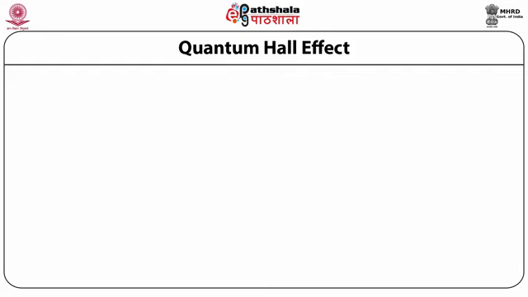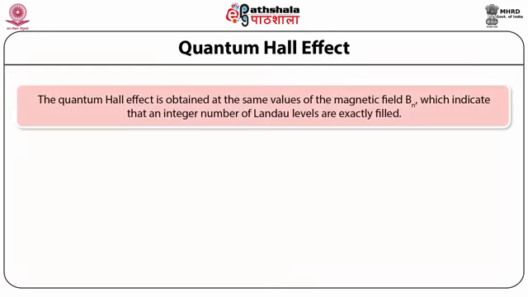The quantum Hall effect is observed by changing the magnetic field rather than changing the density of the sample. So basically this effect is linked with changing the magnetic field, not with changing the density of states of the sample. The quantum Hall effect is obtained at the same value of magnetic field Bn, which indicates that an integer number of Landau levels are exactly filled.